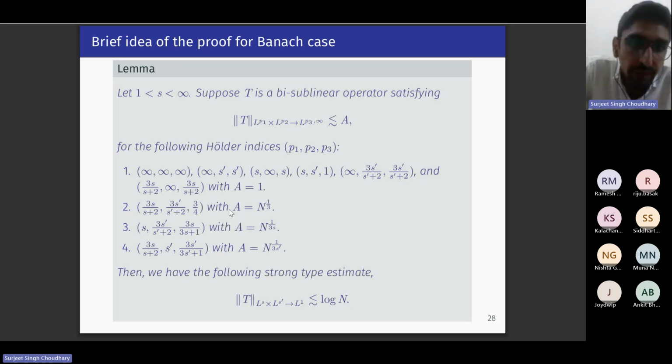And we have weak type boundedness at these 3 points in the non-Banach region with dependence n to the power 1 by 3, n to the power 1 by 3s, and n to the power 1 by 3s prime. And if we have weak type boundedness for these exponents with constant depending on n, then we can obtain L^s cross L^{s prime} to strong L^1 boundedness with constant depending like log n.